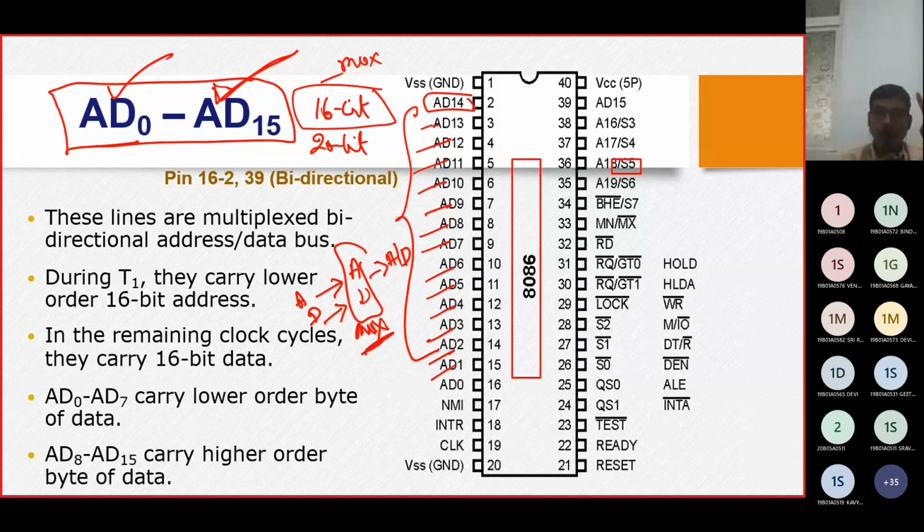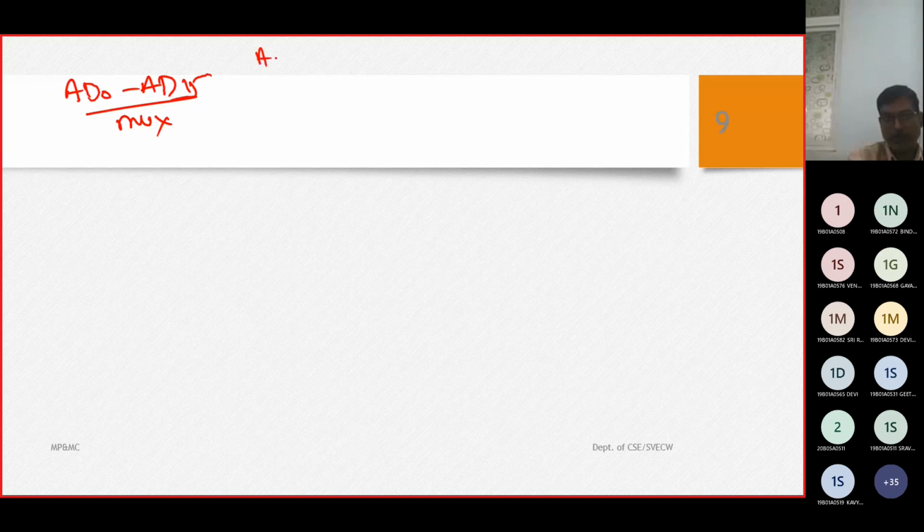Okay, where are my 4 pins? What are the other pins? Address 16, address 17, address 18, address 19. Again, these addresses are going to be appropriately handled with select lines. So first what we discussed was AD0 to AD15. These are going to be multiplexed. So the address is 20 bits, the data is 16 bits.